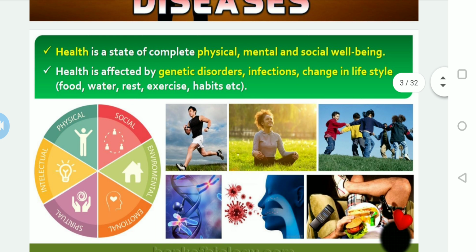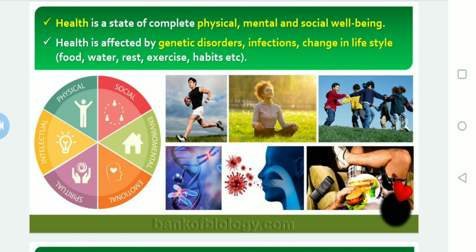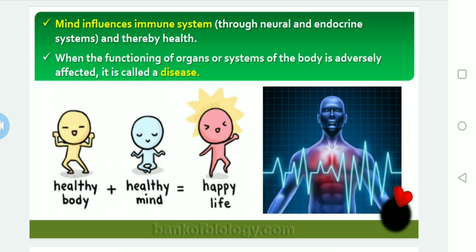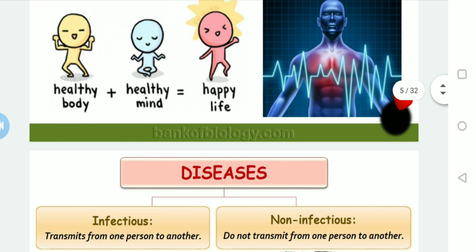As we discussed earlier, health is a state of complete physical, mental, and social well-being. Health is affected by genetic disorders, infections, and change in lifestyle. Lifestyle includes food, water, rest, exercise, and habits. Our mind influences the immune system through the neural and endocrine systems, and thereby health. When the functioning of the organs or systems of the body is adversely affected, it is called a disease.